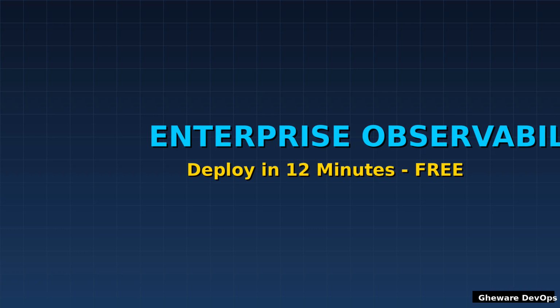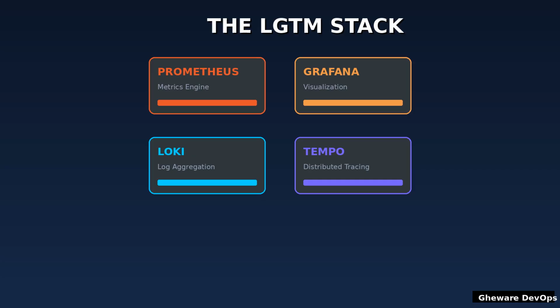Your Kubernetes cluster is running. Now let's make it observable. In the next 12 minutes, you are deploying 4 tools that Fortune 500 companies use to monitor millions of dollars worth of infrastructure. Prometheus, Grafana, Loki, and Tempo, the same tools used by Bloomberg, eBay, Red Hat and thousands of others. Enterprise-grade observability, zero licensing cost.